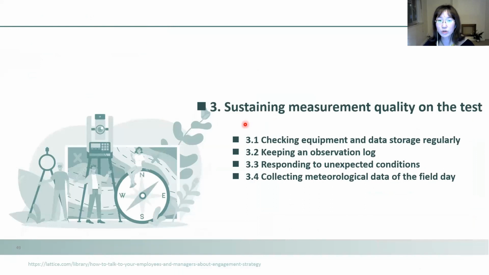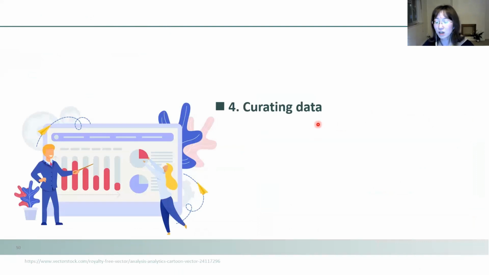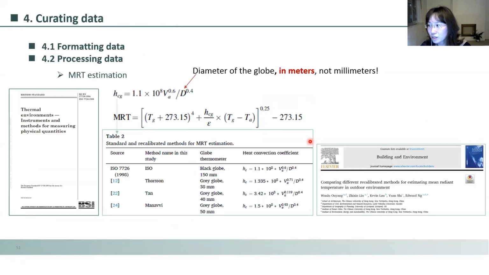So in this section, we talked about sustaining measurement quality on the test. And in the last section, I will talk about curating data. So about the data processing, I would like to provide 2 examples. When you calculate the TMRT, please remember that the diameter of the globe is in meters, not millimeters. And there are some recalibration methods that you can choose in your TMRT estimation. I would like to recommend this paper because it has summarized all the methods you can choose in your study.